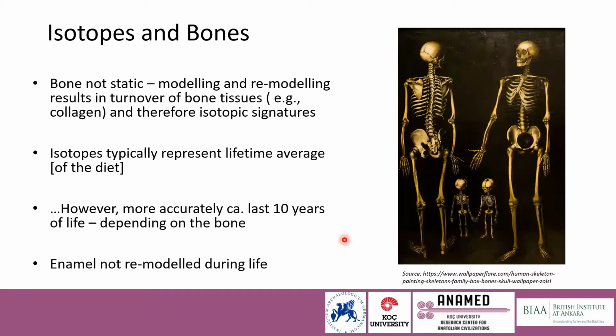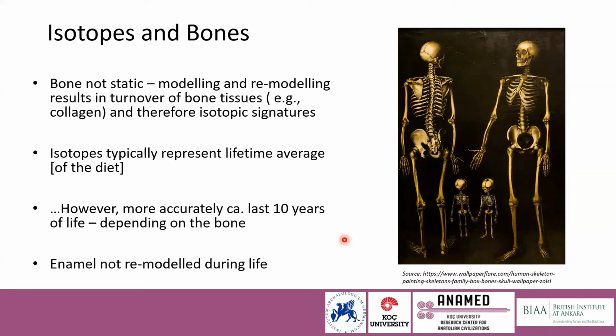But we do have to be aware that bones are not static. Bones are not like concrete. They're constantly modeling and remodeling, and this results in bone turnover, the turnover of bone tissues, and therefore the turnover of collagen, and then obviously a turnover of isotopic signatures. So isotopic values in bones, from collagen particularly, typically represent the lifetime average. More accurately, this is the last 10 years of life, depending on the bone.